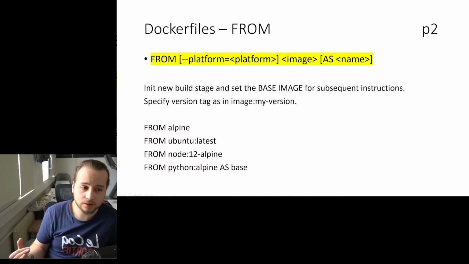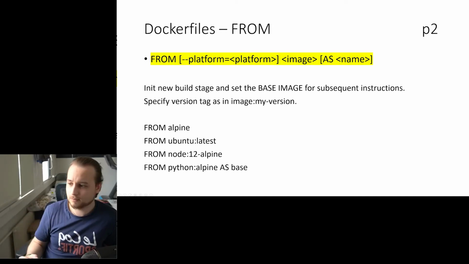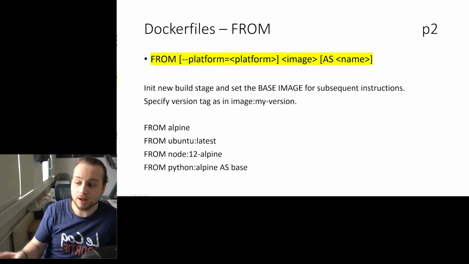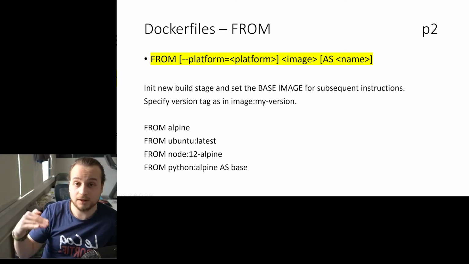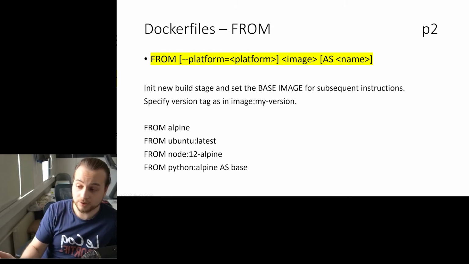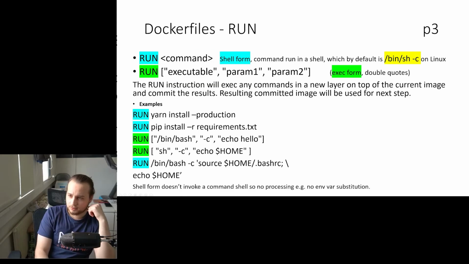So first and most important thing in a Docker file is FROM. FROM will initialize a new build stage and set the base image for subsequent instructions. So it's the start of a new chain of commands. You have a couple of examples on the bottom. FROM Alpine, which means pull an image of Alpine. If you don't specify the version, it will pull the latest one, and all the subsequent commands will be executed on top of that image. You can have an Alpine with Node installed, with Node 12 in this case. You can have Python.